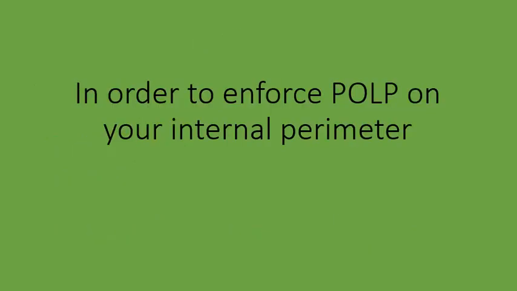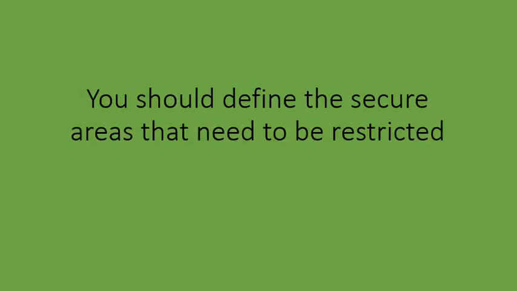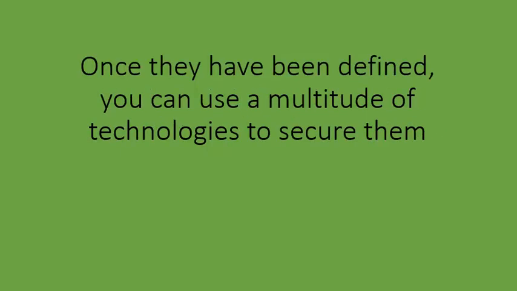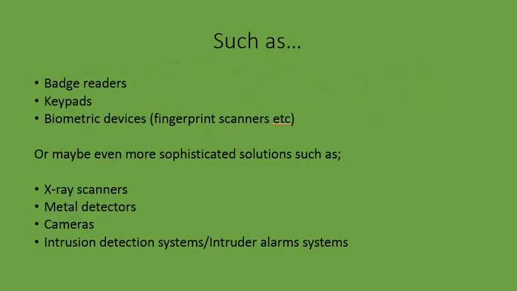In order to enforce the principle of least privilege on your internal perimeter, you should define the secure areas that need to be restricted. Once they've been defined, you can use a multitude of technologies to secure them, such as badge readers, keypads, and biometric devices such as fingerprint scanners, retinal scanners, etc. Or you might even be interested in more sophisticated solutions such as X-ray scanners, metal detectors, cameras, and intrusion detection systems or alarm systems.